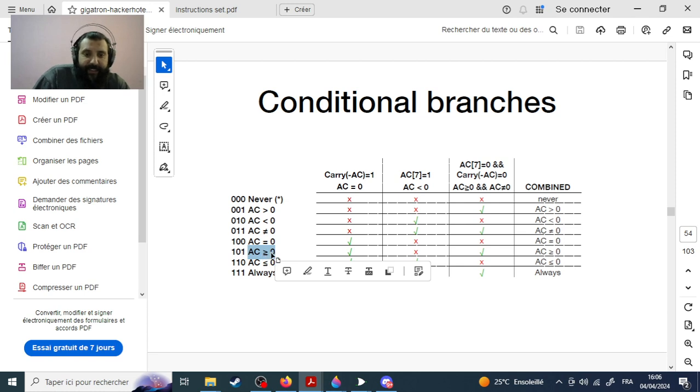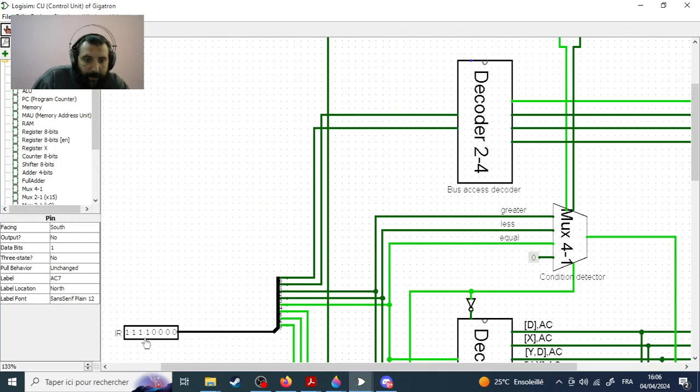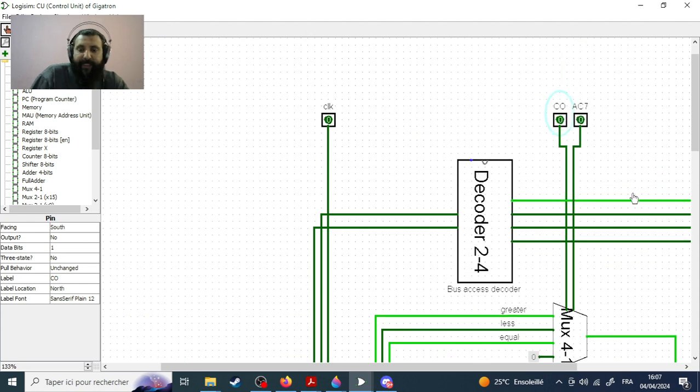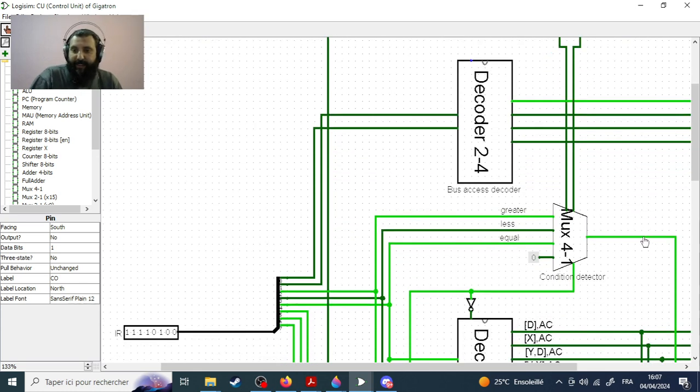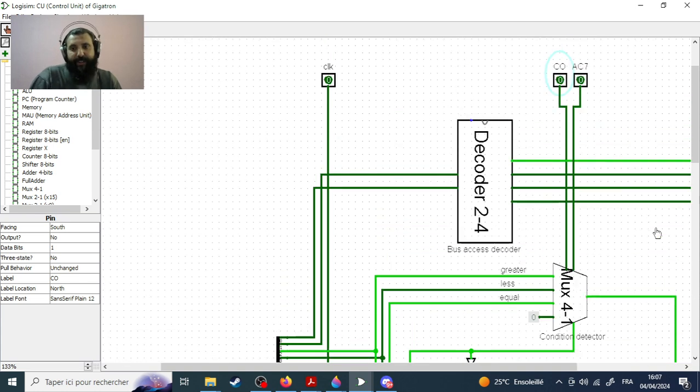AC is greater than or equal to 0. We have to put 1 or 1, 1 or 1. Like this, we have greater or equal. We have to try this. What is this? IC is equal to? Positive. And we have greater than? True. It is true, very good.